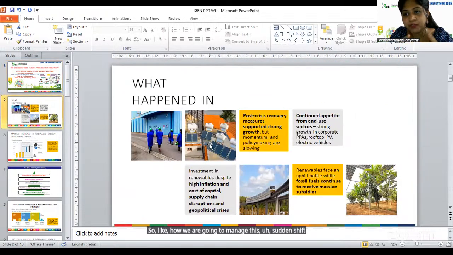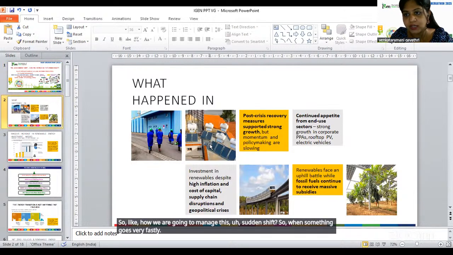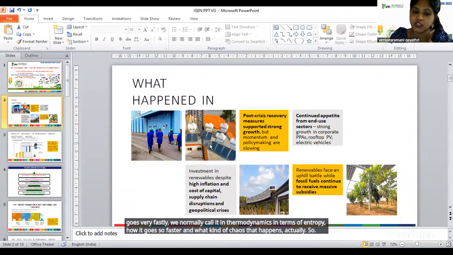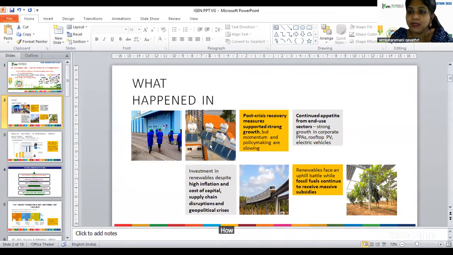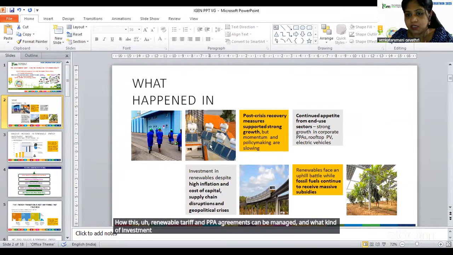So when something goes very fast, we normally talk in thermodynamics in terms of entropy, how it goes so fast and what kind of chaos actually happens. When a certain installation goes so fast, we have to talk about the tariff. Different kinds of customers are there. How can this renewable tariff and PPA agreements be managed, and what kind of investment plans can we take?